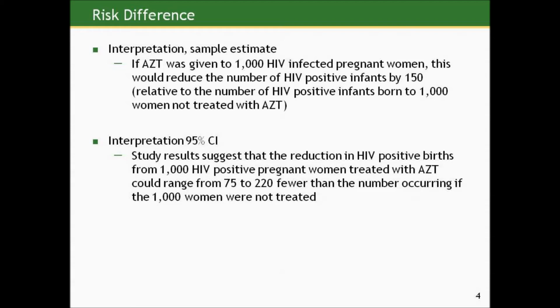So it's kind of a good number to use to evaluate the public health impact of something, assuming the association is causal. If you gave this intervention to a large number of people, how many cases would you prevent in a population with a fixed size? How do we bring in uncertainty to this and cast it in the same light? Well, remember our confidence interval was from negative 22% to negative 7.5%. So one way to phrase this would be, additionally, our study results suggest that the reduction in HIV-positive births from 1,000 positive pregnant women treated with AZT could range from 75 to 220 fewer than the number occurring if these 1,000 women were not treated.